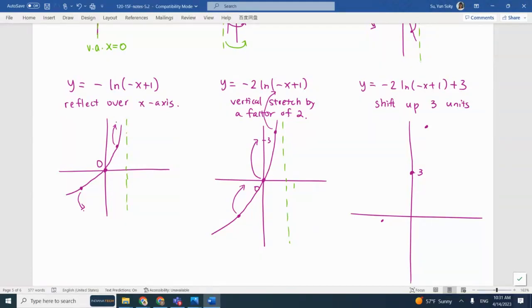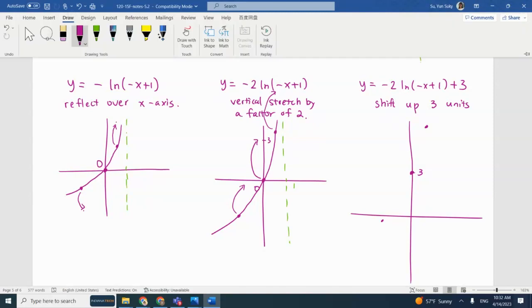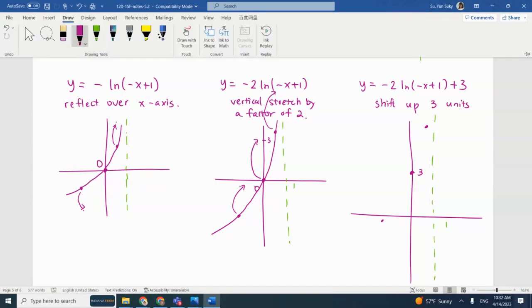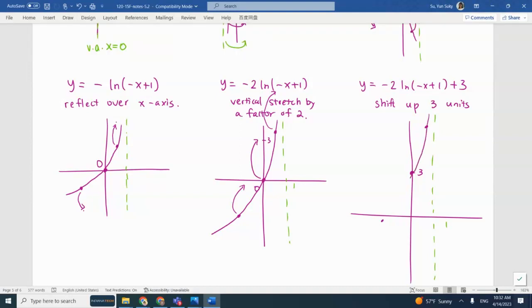How about here? What happens to this line when you shift up? This line you shift up? Yes. Then just stay the same. Yeah, stay the same. Exactly. So we draw. Okay, 1 is stay the same. Okay, and therefore connect those points together. So this is the picture.